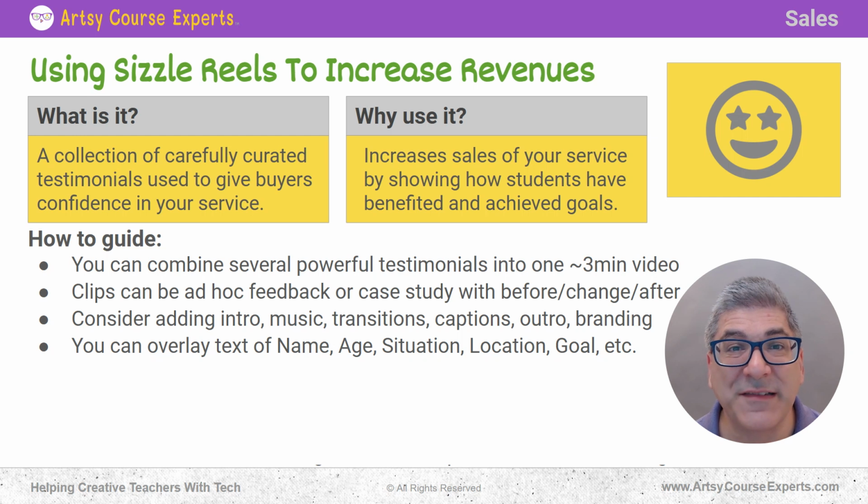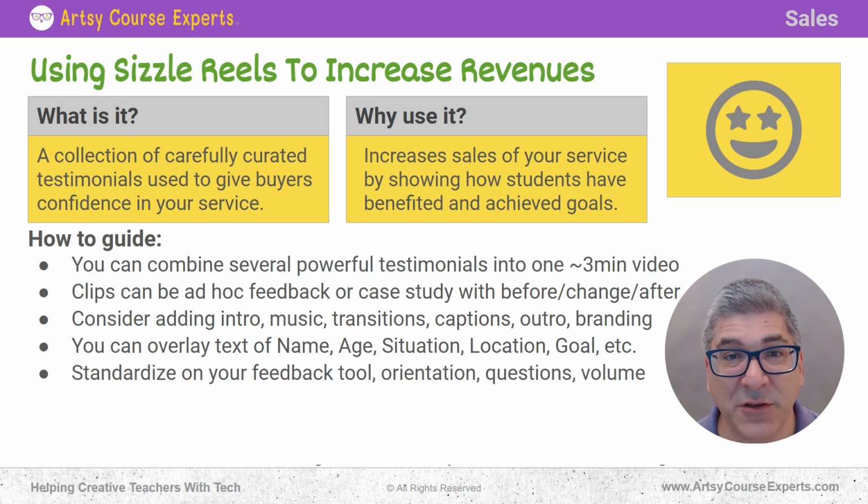You're also going to want to standardize on your feedback tool. For example, I like Video Ask. You could use Zoom, you could use Loom. There's a wide range of testimonial tools if you just Google them, and you'll see all sorts of different pricing and capabilities. As part of that, you're going to also want to have a preferred orientation, whether you're going to have most of your videos be horizontal landscape or vertical portrait, and even questions.